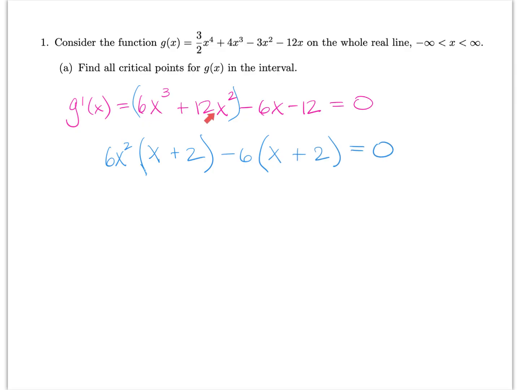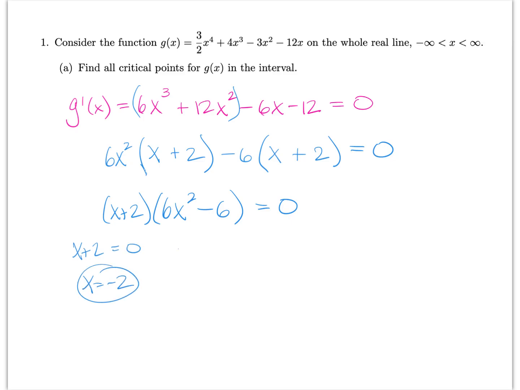And once I have grouped my terms and factored each of the groups, I have a new greatest common factor, a new common factor that can be pulled out, the x plus 2. So I've got x plus 2 times 6x squared minus 6. We set that equal to 0 and solve it. So either x plus 2 equals 0 and we get x equals negative 2, or 6x squared minus 6 equals 0 and we get x squared is 1, or x is plus or minus 1. So 3 critical points.